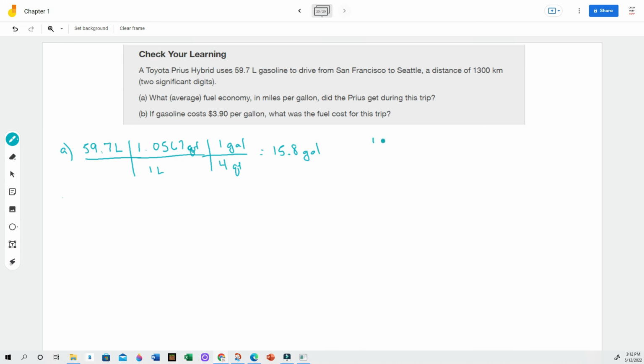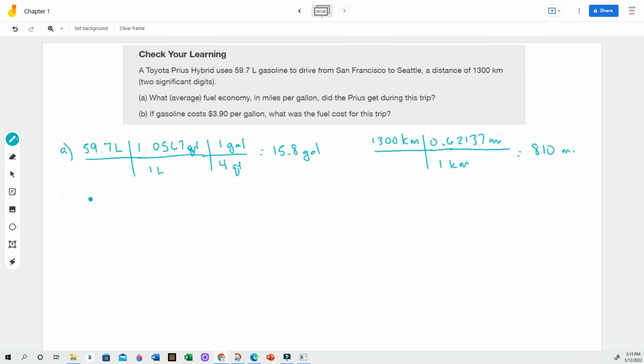And now let's convert our 1,300 kilometers, and we need to go to miles. So in 1 kilometer, there are 0.62137 miles. And that gives me 810 miles. Now let's make sure of my sig figs. This 1,300 here has 2, just like the problem told us. Of course, this conversion factor is 1, 2, 3, 4, 5, so I should have 2 sig figs in my answer. And you can see, yes, I have 2 significant figures in my answer.